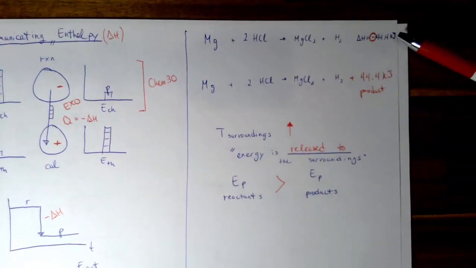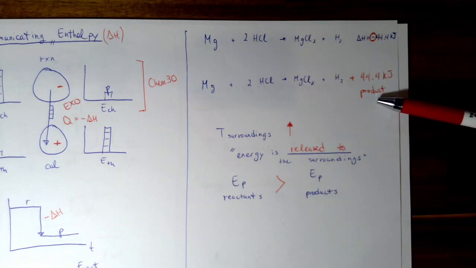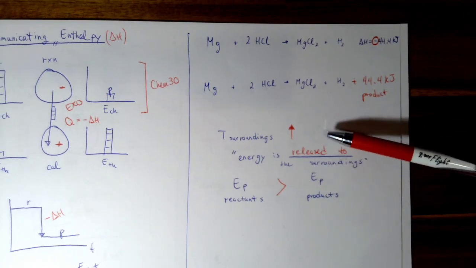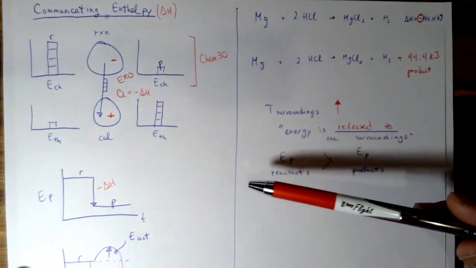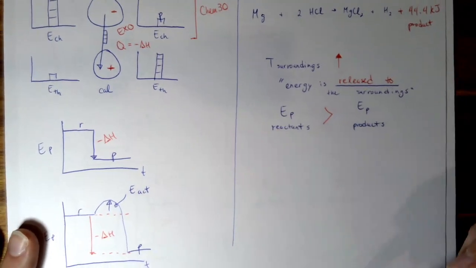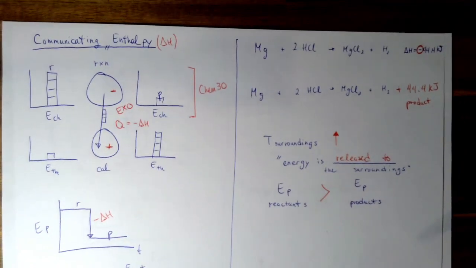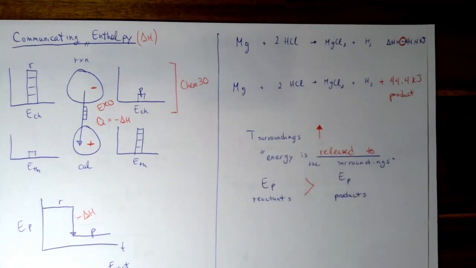I can think about it as energy leaving the system. I can think about it as the surroundings taking that energy being released to the surroundings. And then from those graphs, I can decide which one has greater or less than potential energy. Okay, you can do this for endo or exo. Again, it's not about remembering, it's about understanding.